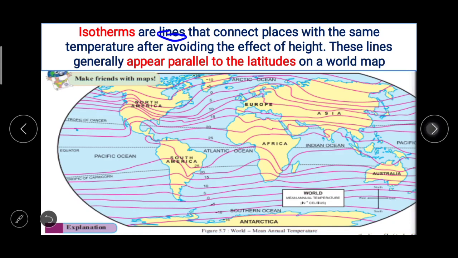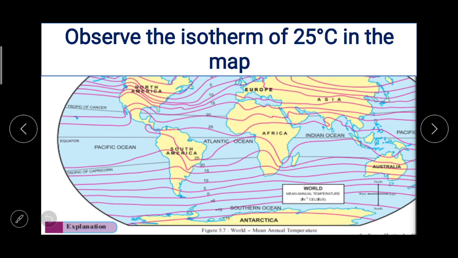Here you can see, observe the isotherm of 25 degrees Celsius in the map. Here it is 25 degrees Celsius, and then here it is 25 degrees Celsius. This line occupies areas close to the equator. The shape of this line appears like an ellipse on the earth or on the map, and the north-south spread of this ellipse is greater on the continents as compared to the oceans. Here if you observe, you can understand how it is going.